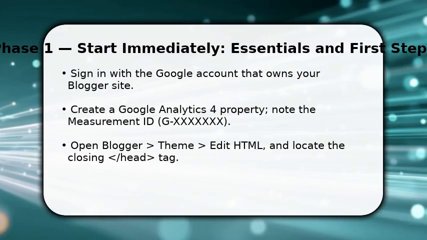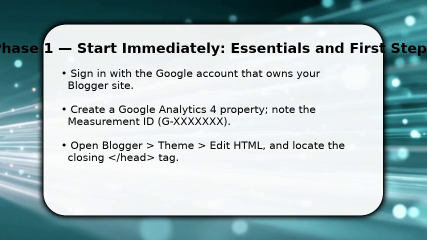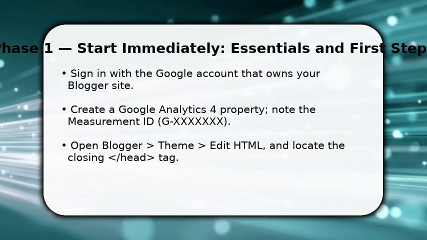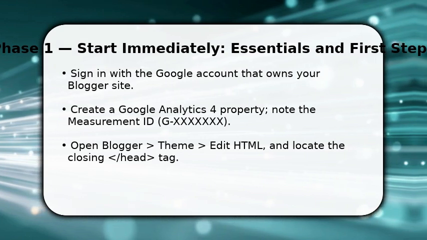You need your Google account and an active Blogger site. Once logged in, create a Google Analytics 4 property and copy the measurement ID that starts with G.